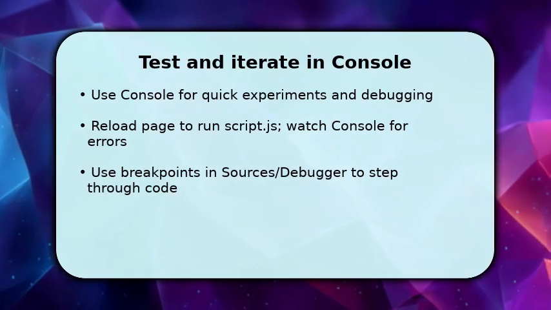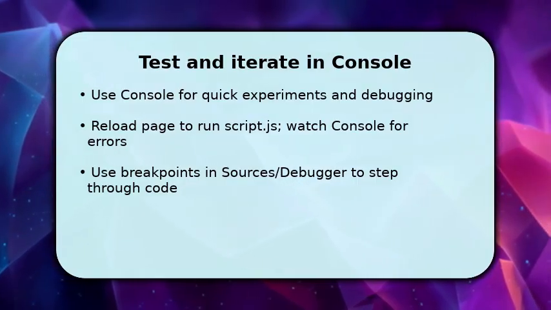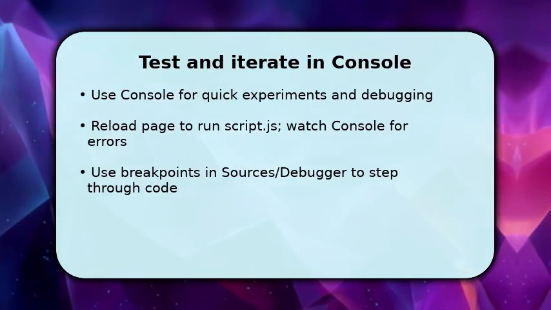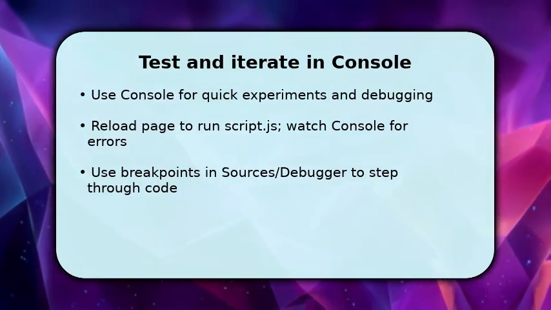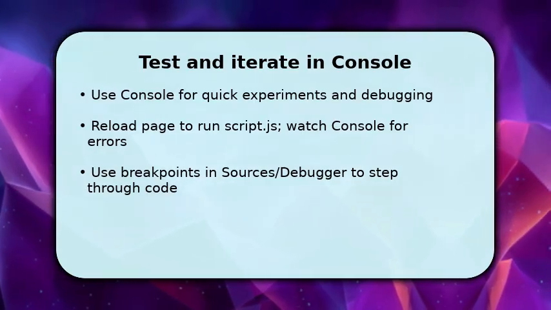You move from writing to inspecting. Type expressions directly in the console to test ideas fast, then paste working code into script.js. Once done, reload the page to run the file. Errors appear in console with line numbers so you can jump to the source.